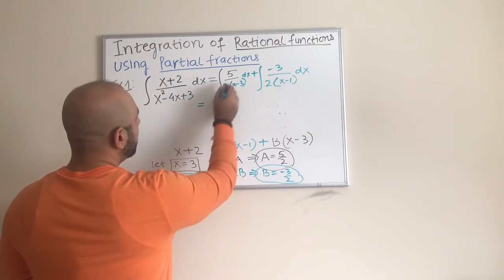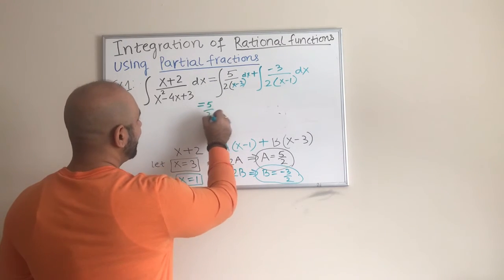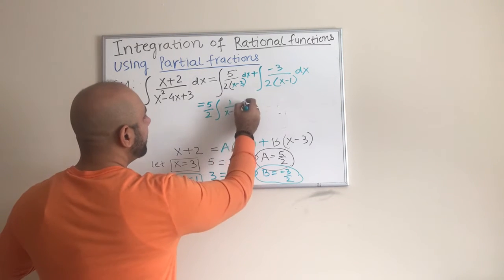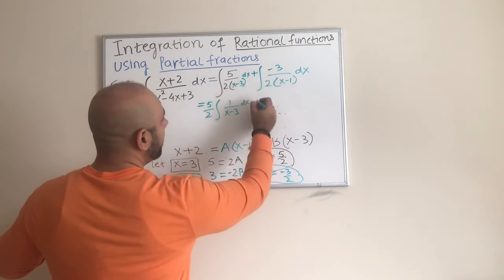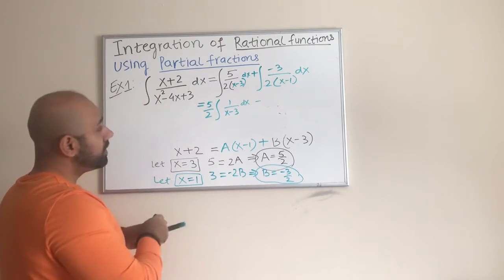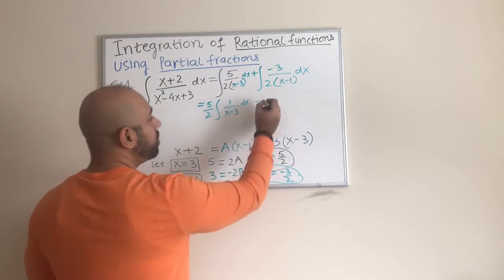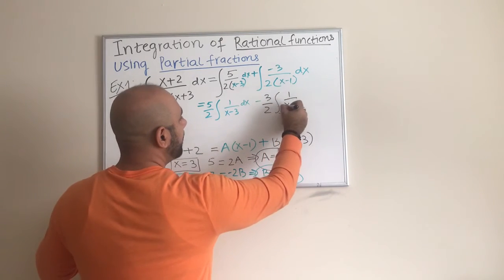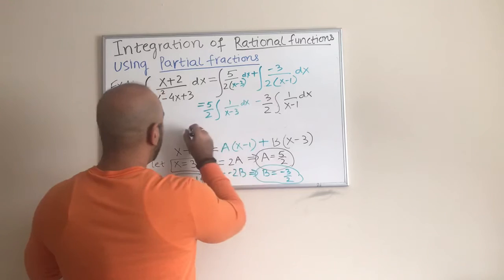So what I'm going to do here is, guys, 5 halves, we can already take it outside, and then I have integral of 1 over x minus 3 dx. And same thing here, I'm going to take out the constant, which is negative 3 halves. That's what we do with the constants, right? Take those outside the integral sign, and 1 over x minus 1 dx. So we're almost done, guys.